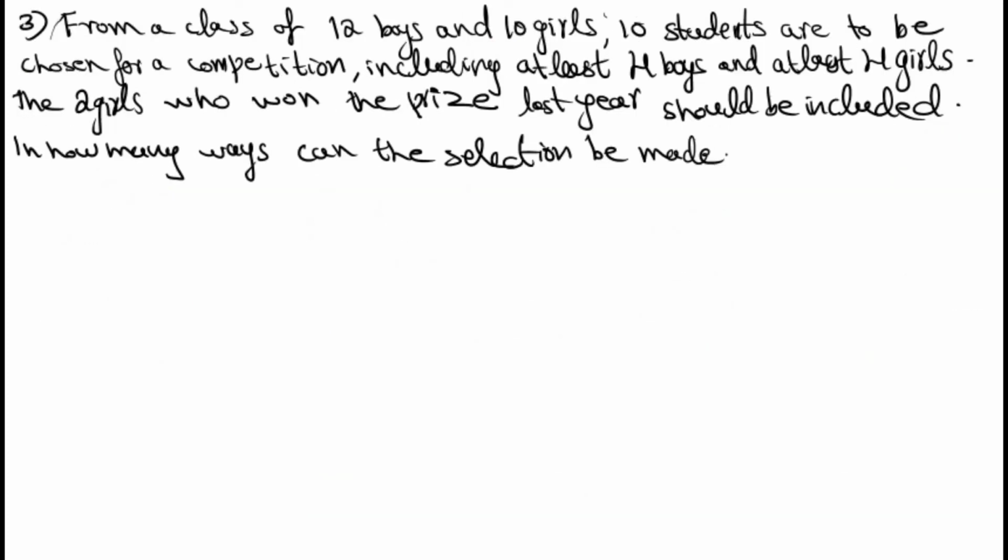Similar to the previous question, in a class 12 boys are there and 10 girls are there. 10 students are to be chosen for a competition including at least 4 boys and at least 4 girls. The 2 girls who won the prize last year should be included. That means 2 particular persons are always selected. It's a condition, right? The 2 particular girls are already included.